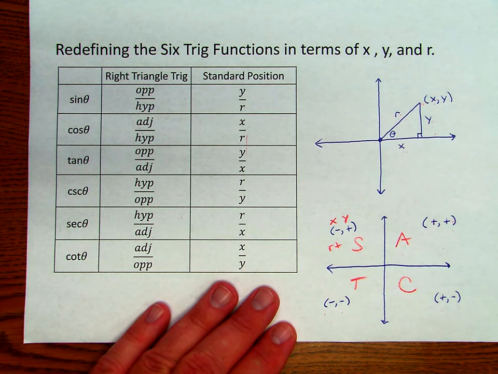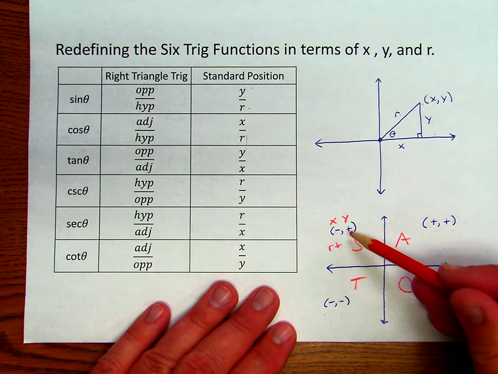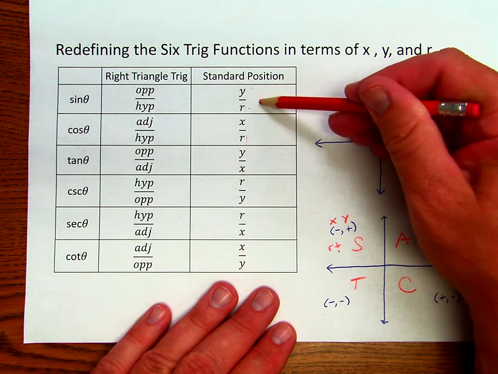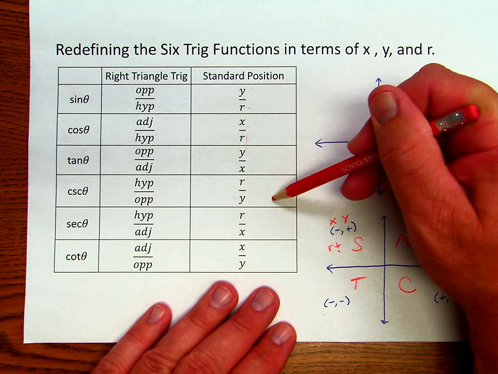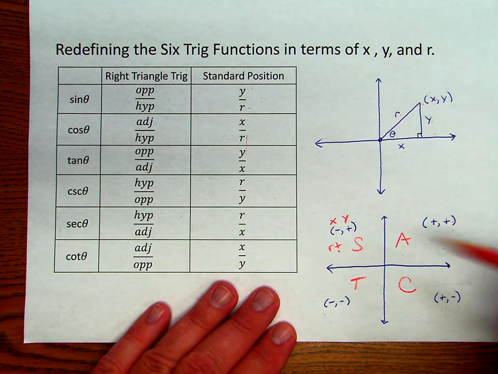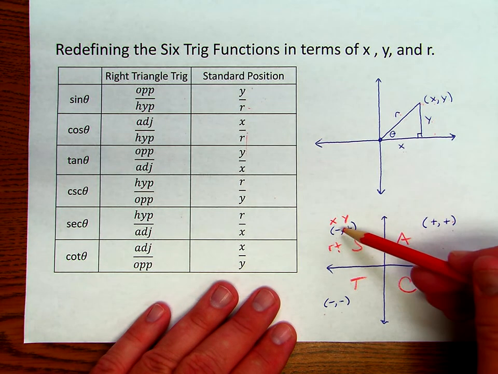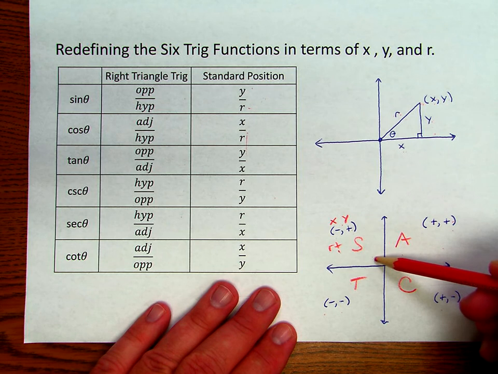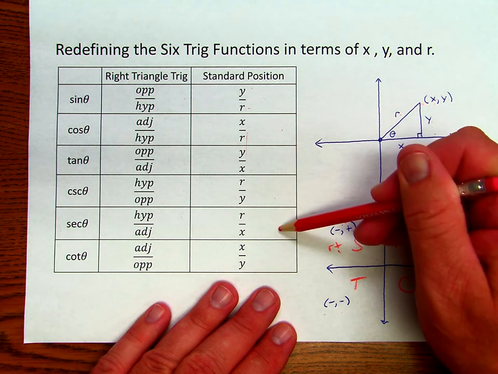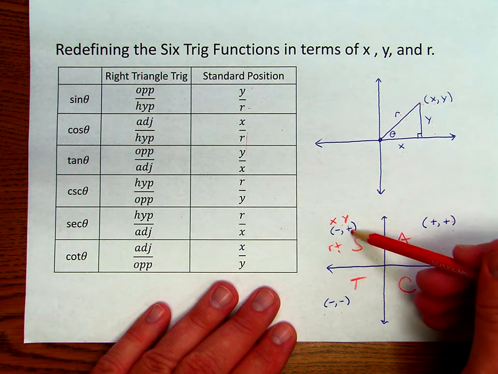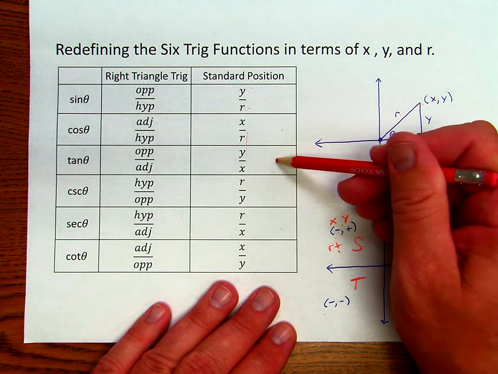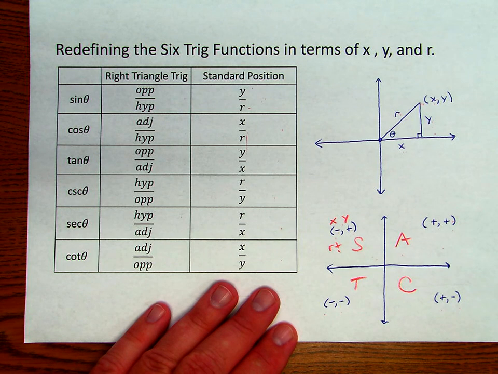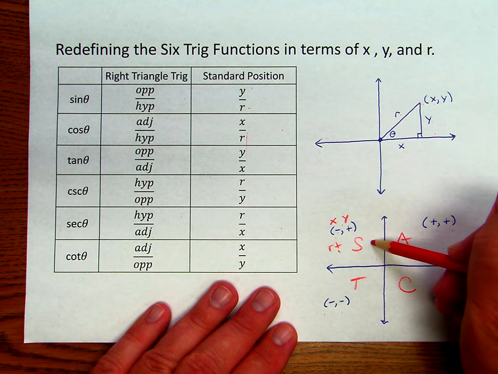Okay, in the second quadrant, x is negative, y is positive, r is always positive. So what happens here is if sine is y over r, that's a positive over a positive. Sine is positive. If sine is positive, its reciprocal has to be positive. Okay, cosine is x over r. Negative over positive is negative. So cosine is negative in the second quadrant. If cosine is negative, so is its reciprocal. Tangent is y over x. Positive over negative is negative. Tangent is negative, so is cotangent. So the only 2 trig functions that are positive in the second quadrant are sine and cosecant. All the rest are negative.